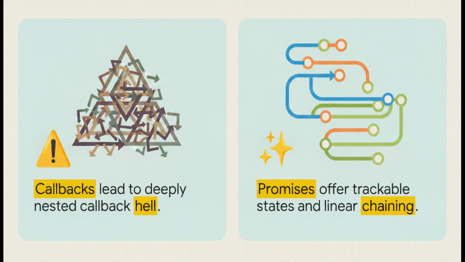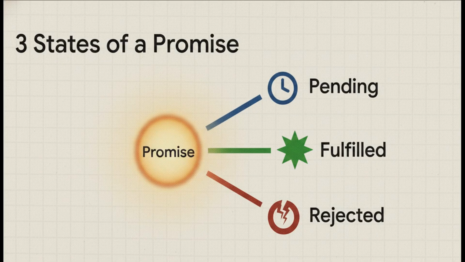Today, thankfully, we use promises. Promises totally upgraded callbacks by giving us trackable states and linear chaining. It makes our code infinitely more readable and so much easier to debug. A promise is exactly what it sounds like. It's an object representing the eventual result of an operation that just isn't ready yet.